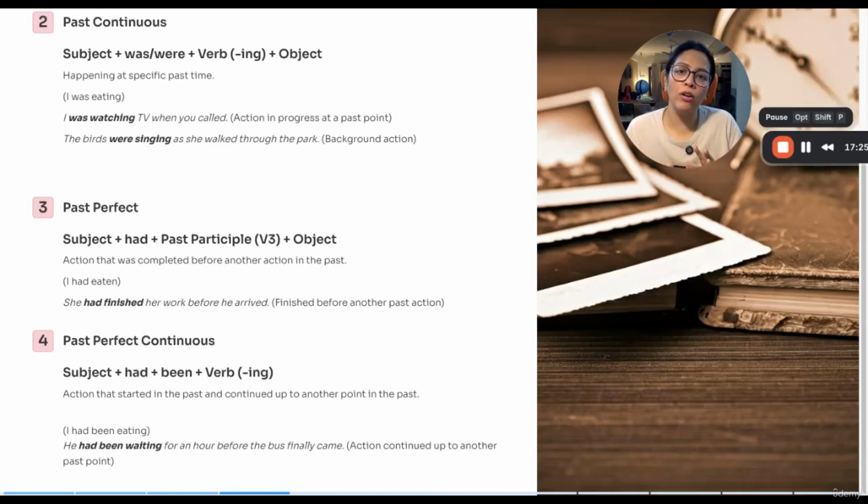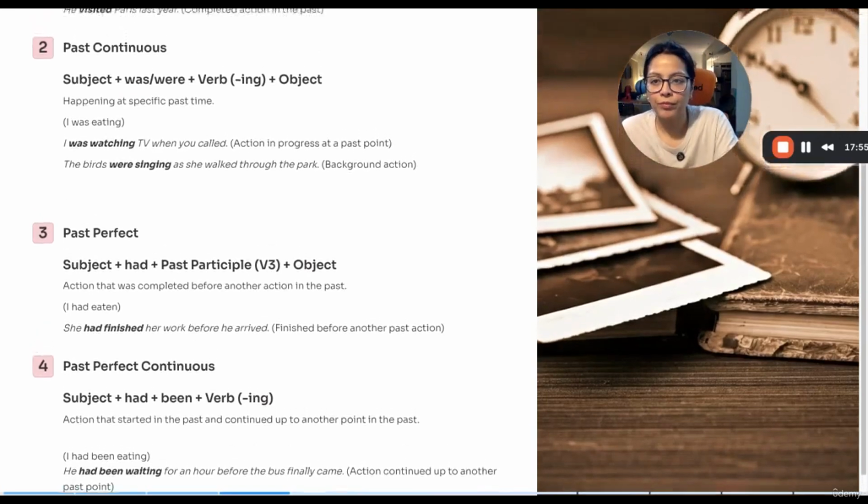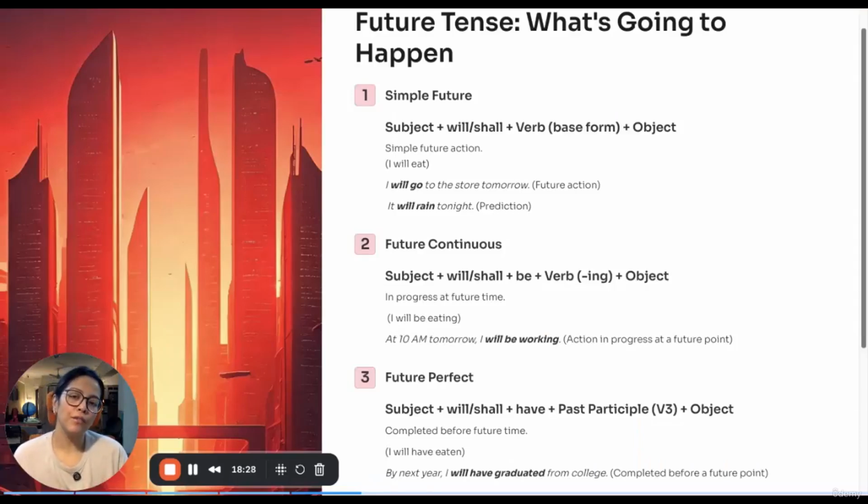I had been eating for 20 minutes before my mother came. I had been waiting for an hour before the bus finally came. So here the focus is on how long did something last before something else happened. Whereas in past perfect, the focus was on the completion of that action, that something was over before something else started. Now let us have a quick look at future tense.